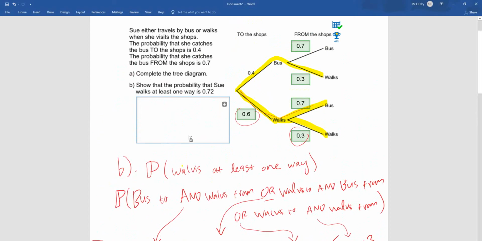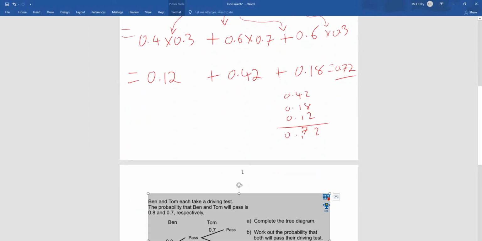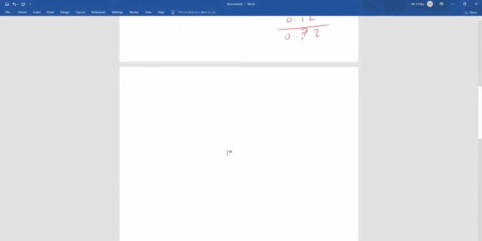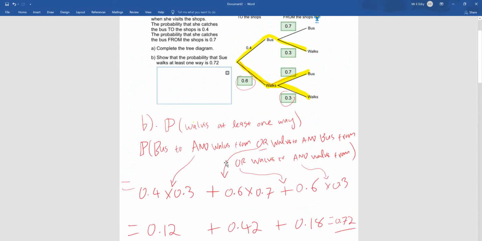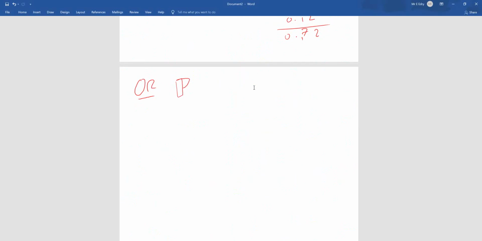A slightly easier way, so I would say, let me just get more space here. Or we can work out the probability. So this is called using the complement of the event. We can work out the probability that none of these are true, that instead she takes the bus to and from the shops, and I'll show you why we're doing that now.